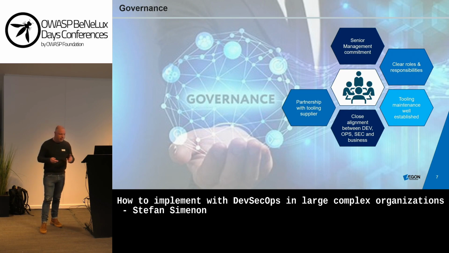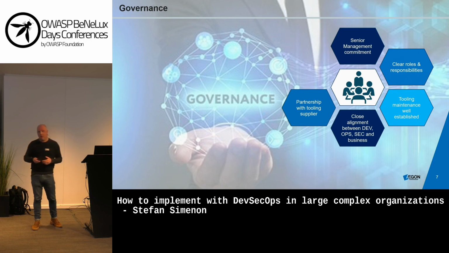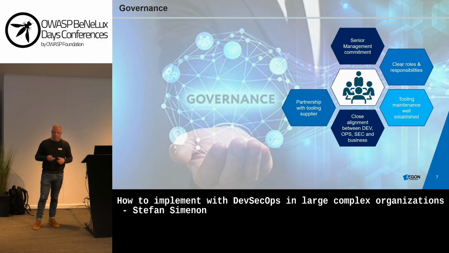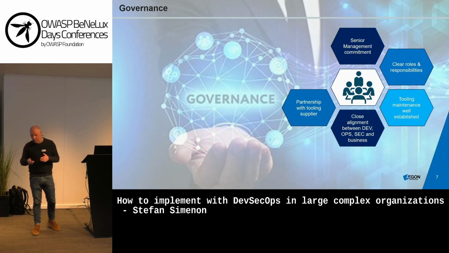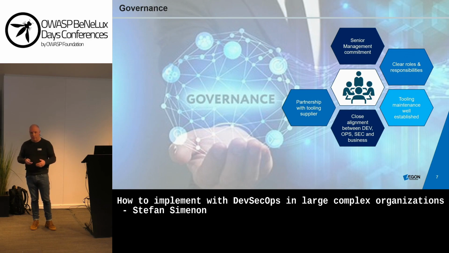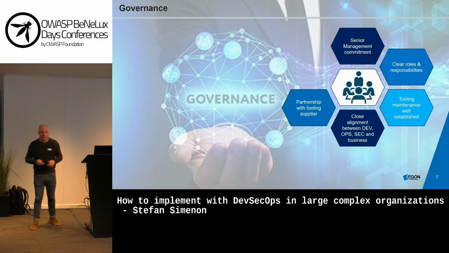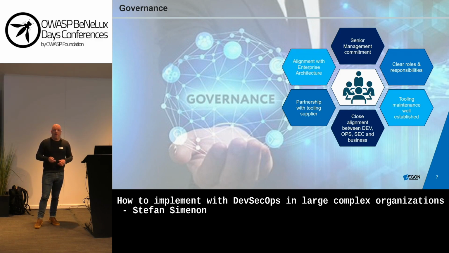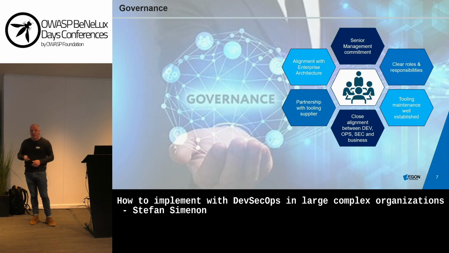The fifth is partnership with the tooling supplier. Why is this important? These suppliers have lots of experience and lots of knowledge, and they can bring in best practices or learnings from other organizations or from market developments. So make sure that if you buy a tool, you also set up the right partnership with the supplier. They should not only sell licenses to you, but also help you in the way forward, and they should come with recommendations and best practices. Very important piece.